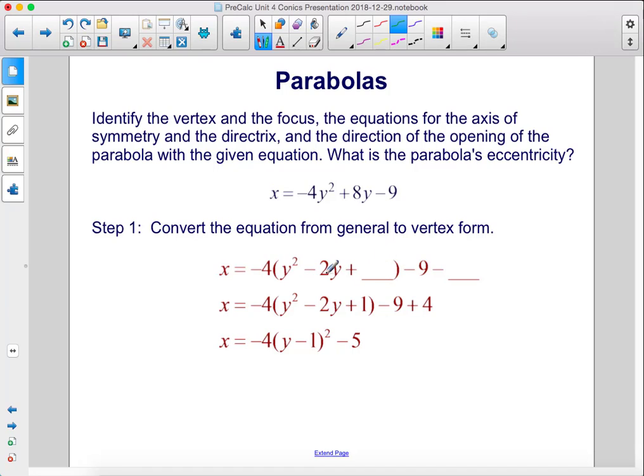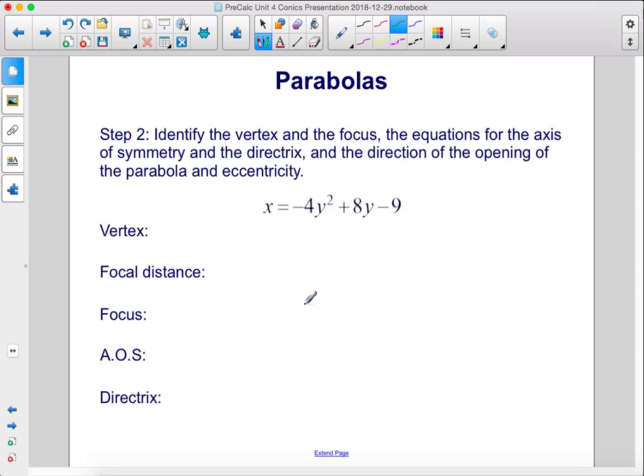So -2 divided by 1 is -1. -1 squared is 1. So we add 1 in here. Now we don't just subtract 1 over here, because actually, since this 1 is multiplied by -4, we've actually subtracted 4 right here. So we're actually going to have to add 4 on the end. And then we simplify and we get x equals -4 times y minus 1 squared minus 5.